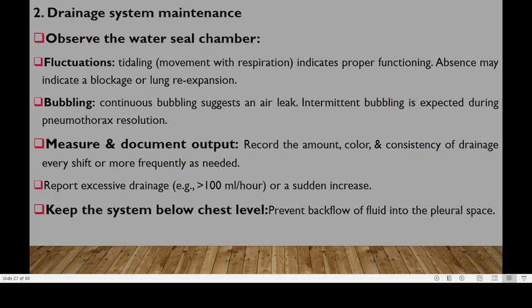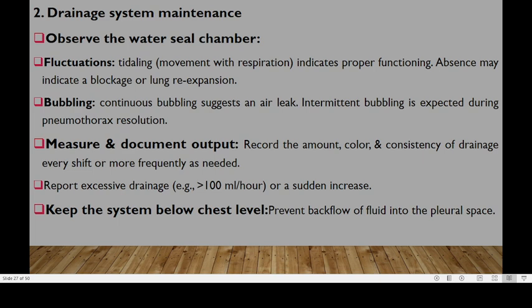So you check for the tidaling, that's the movement with the respirations, and this could indicate proper functioning. Absence may indicate that there is either a blockage or the lung has re-expanded. Continuous bubbling suggests an air leak. Intermittent bubbling is expected during pneumothorax resolution.